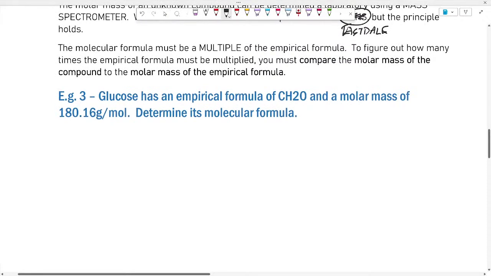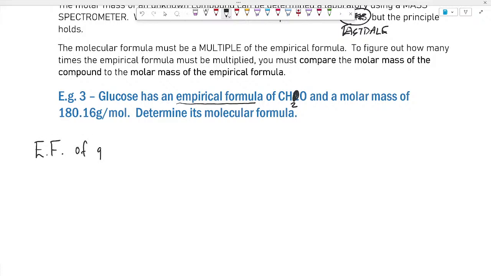So let's look at this. Now, you probably already know the formula of glucose. But I'm going to tell you that we've already done an experiment and we figured out that it has an empirical formula of CH2O. So the empirical formula of glucose is CH2O. What are the possible molecular formulae?